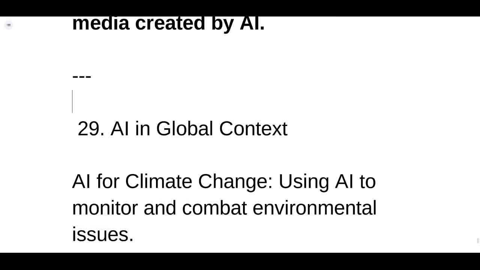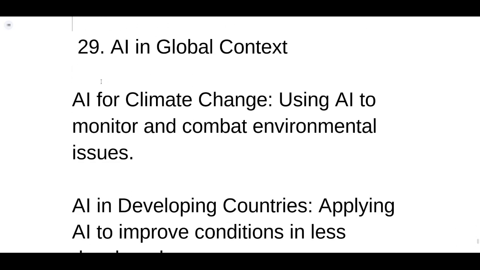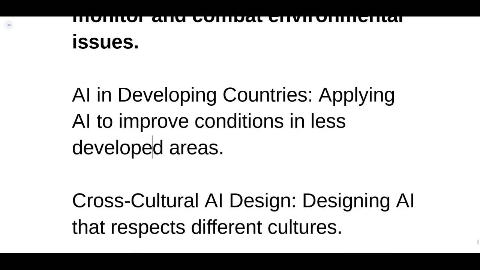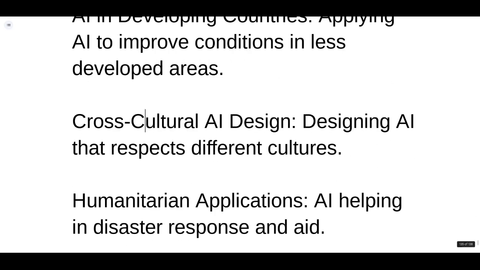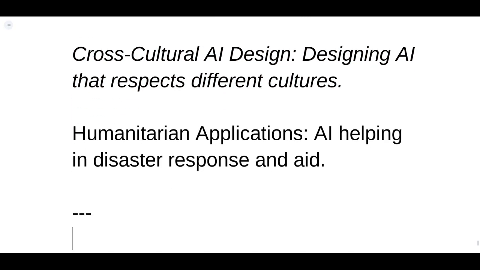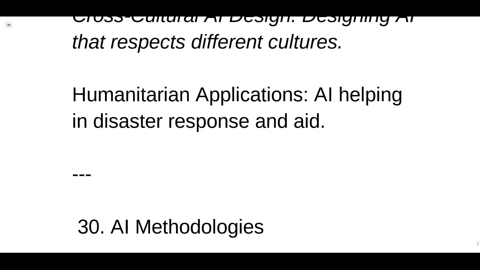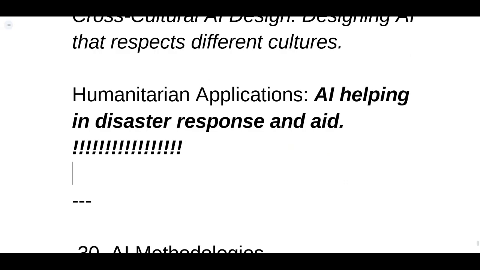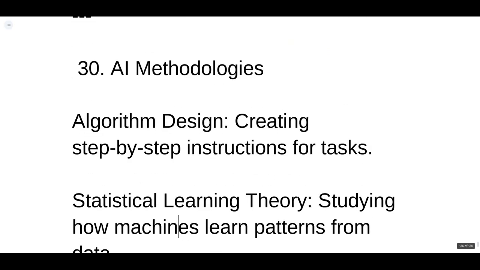So, now AI in global context. AI for climate change, using AI to monitor and combat environmental issues. AI in developing countries, applying AI to improve conditions in less developed areas. Cross-cultural AI design, designing AI that respects different cultures. Humanitarian applications, AI helping in disaster response and aid. This is very, very important. Many should work in this area.